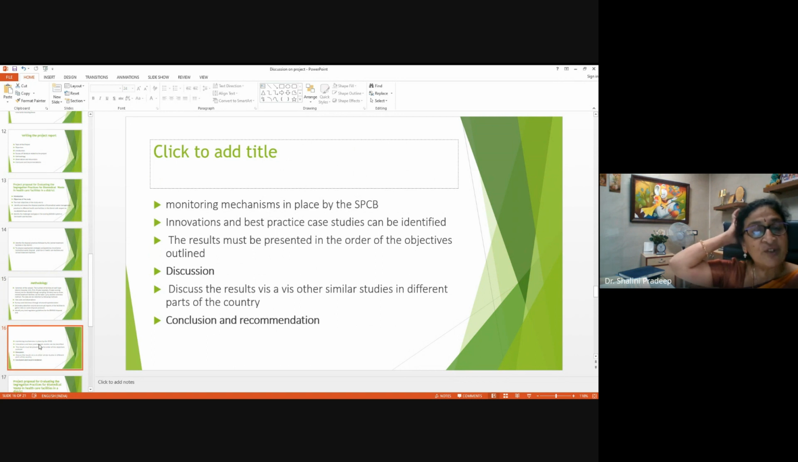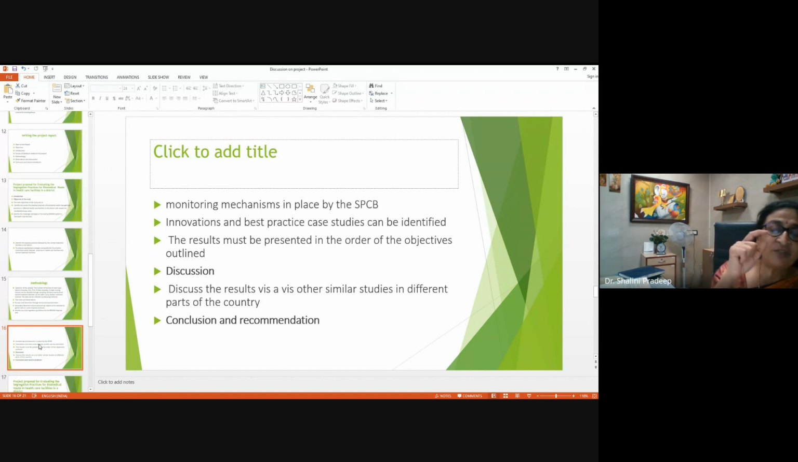Then any monitoring mechanism. Innovation and best practices can also be done. And the results, based on the objective, you will have to give. Objective should be clear.